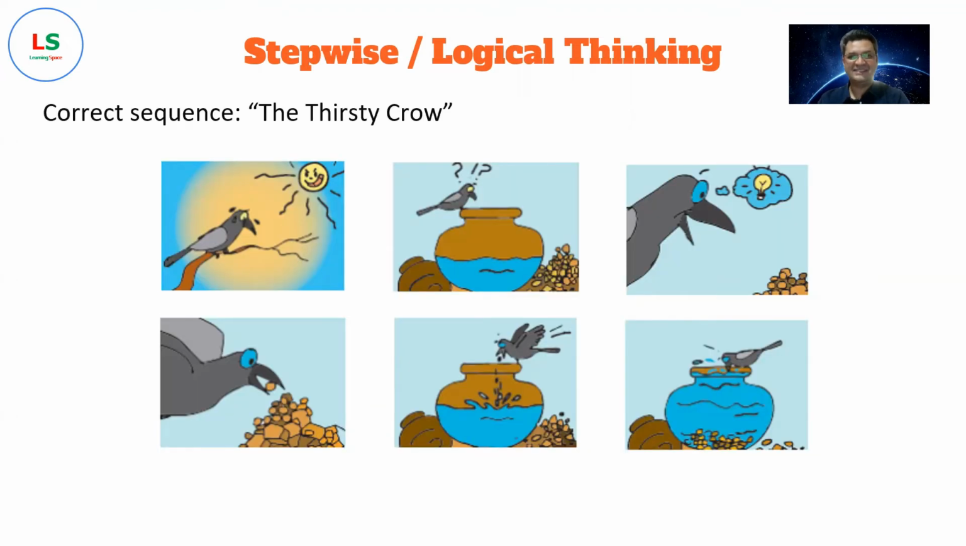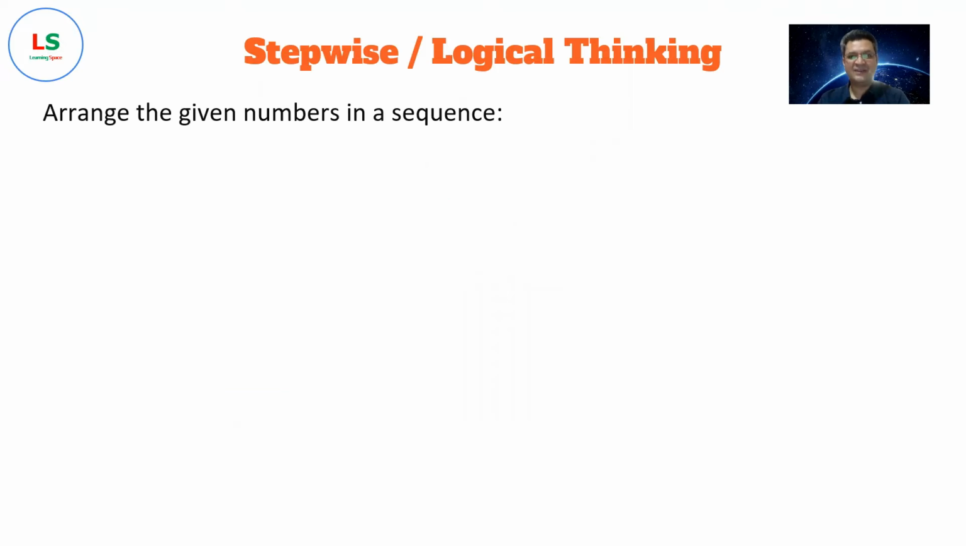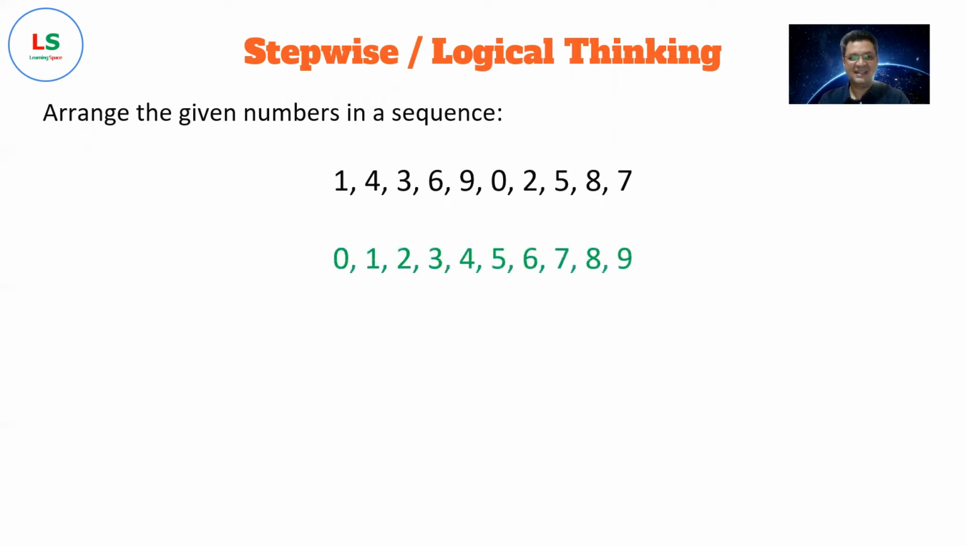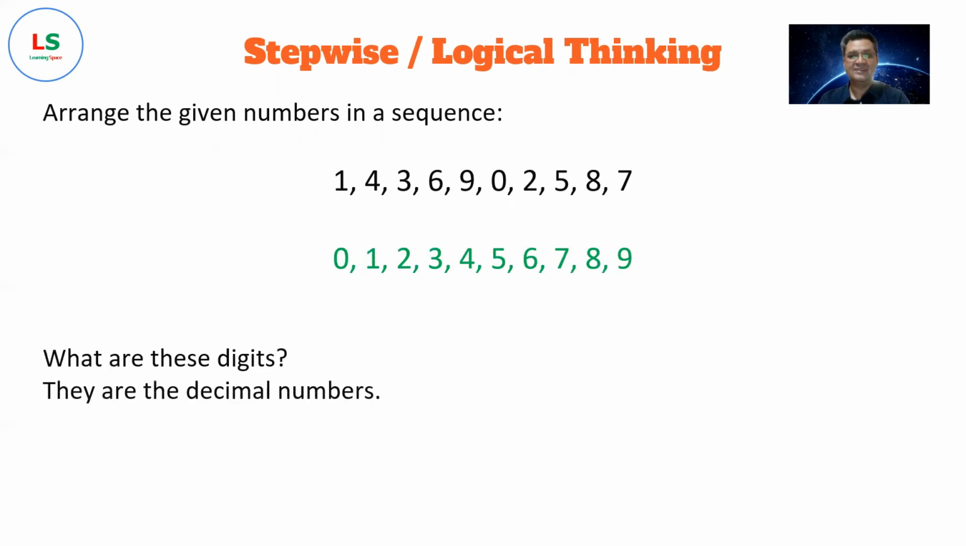Now let's go to the next example. So herein we have numbers. Hope you like numbers. 1, 4, 3, 6, 9, 0, 2, 5, 8. Now the question is, arrange these numbers in a sequence. So if you start arranging them, the sequence is going to be something like, no, no, no, put on your thinking caps and keep thinking. So the sequence is going to be something like this. And if I ask you, what are these digits? Definitely you will come back with an answer that these are the decimal numbers.